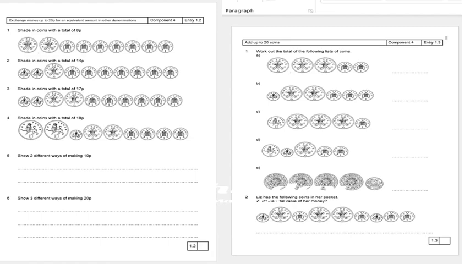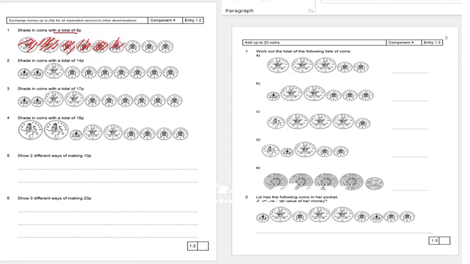Question number 1, shading coins with a total of 8 pence. So I'm going to shade in the 2 pence, 2 pence again, so that's going to be 4 pence, 5 pence, 6 pence, 7 pence, and 8 pence.